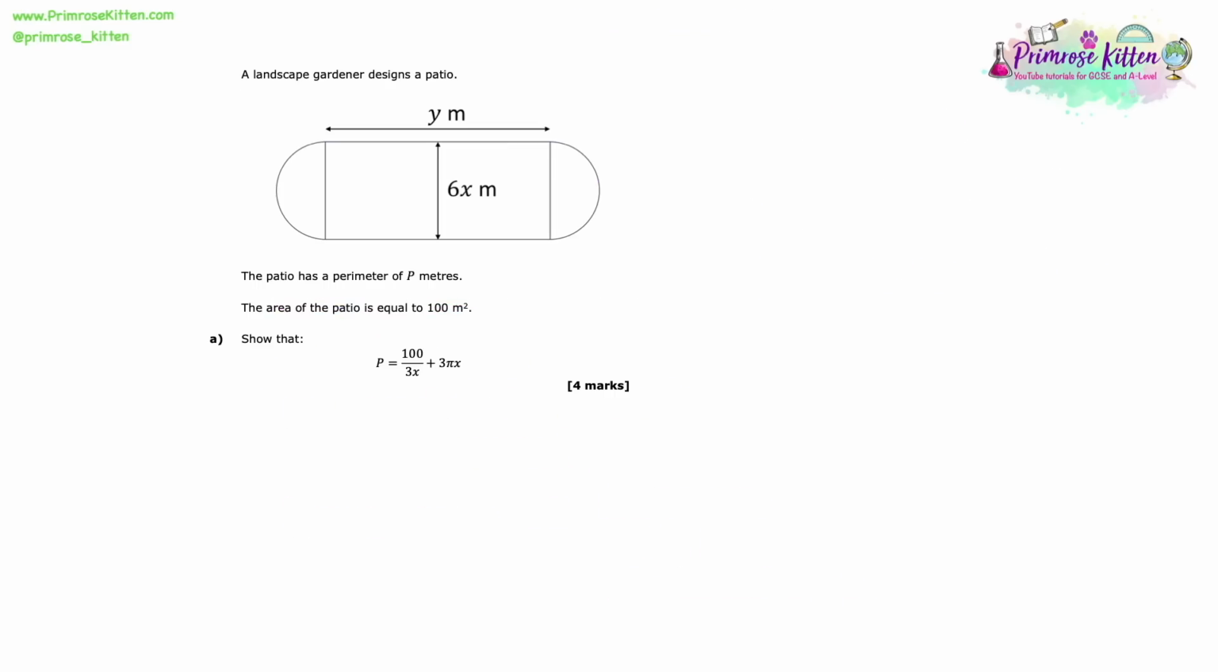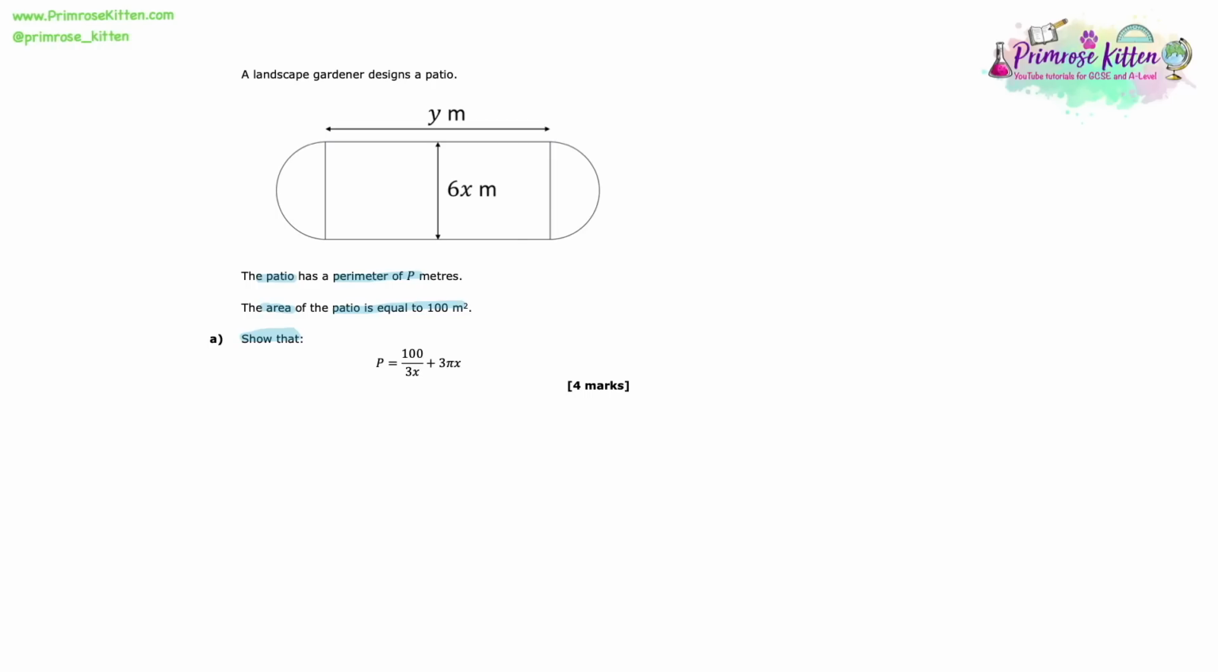A landscape gardener designs a patio. The patio has a perimeter of p meters, and the area of the patio is equal to 100 meters squared. Here we're asked to show that p equals 100 over 3x plus 3 pi x. Now, really importantly here, and this carries across the whole of maths, when you get a show that question like this, don't focus on what you're trying to show. Absolutely ignore it. I scribble it out with my students, and say ignore this, it's irrelevant, until literally the last line when I might want to tidy up what I found, or check that I have actually got it looking how they wanted it.